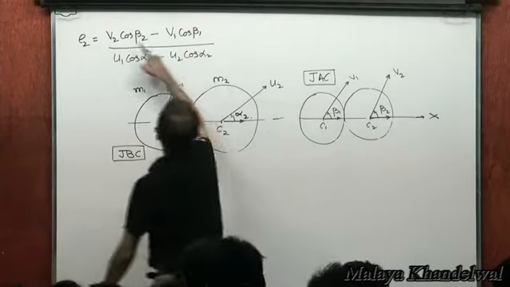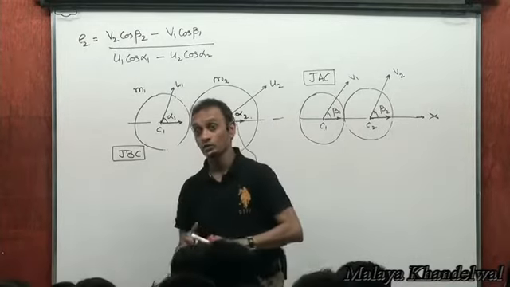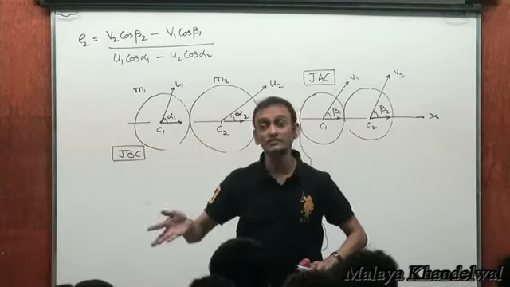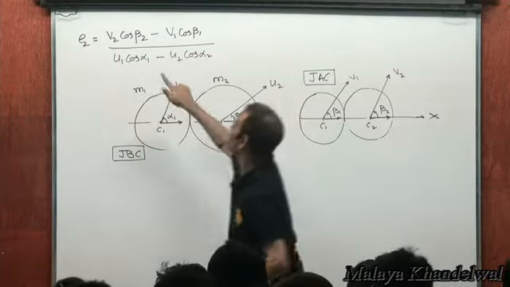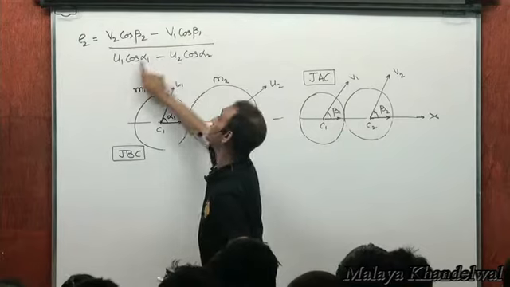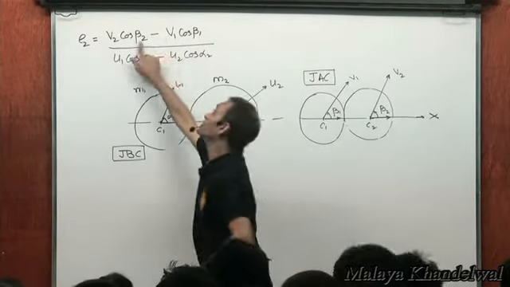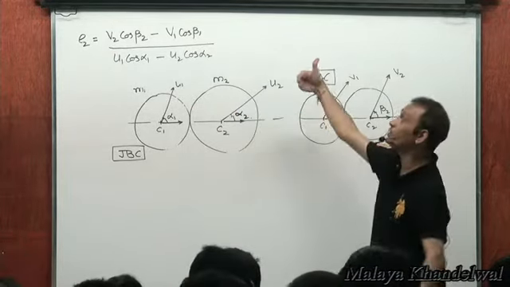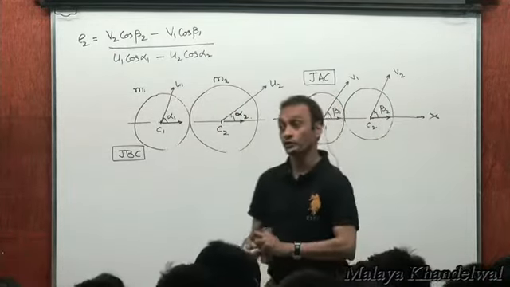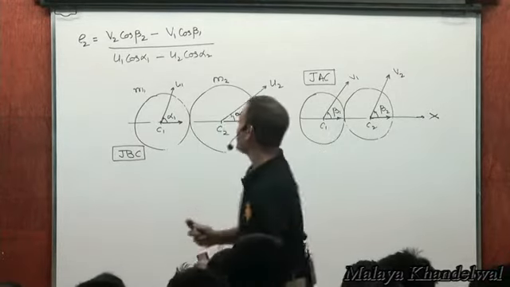The important thing is all these numbers, V2 cos beta 2, V1 cos beta 1, etc. are algebraic. In one direction positive, in the opposite direction negative in this expression. Also, if in the numerator I have taken 2 minus 1, then in the denominator I must take 1 minus 2, or vice versa. If this is 1 minus 2, this will be 2 minus 1, etc. Right? This would be the coefficient of restitution. In a perfectly elastic collision, E will be 1, right?